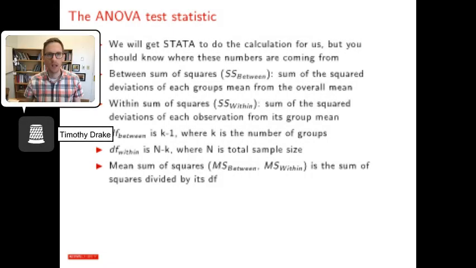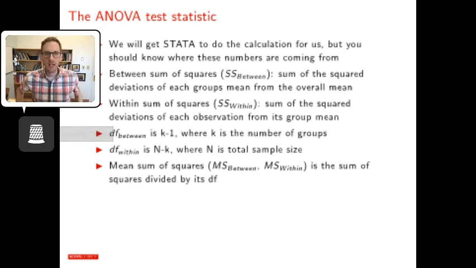Like we've been doing, in some sense, we've been calculating deviations from a mean. So in this case, we're going to let Stata do this calculation. So you're not going to have to do this by hand. We'll just let Stata run it for us. But I want you to know the mechanics behind this formula. You're going to need to know what the between sum of squares is. That's the sum of the square deviations for each of the groups means from the overall mean.